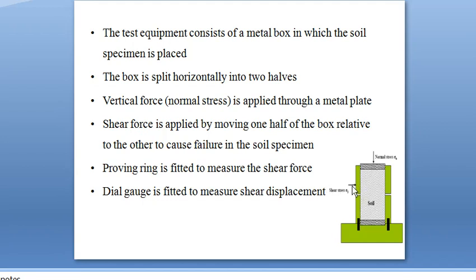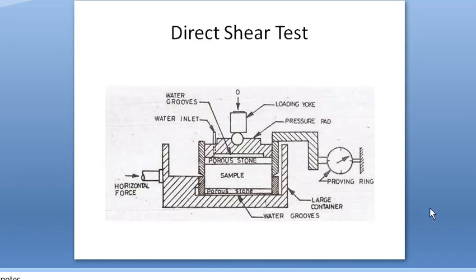It is applied by moving one half of the box relative to the other to cause failure of the soil specimen. Okay. And there are two arrangements, that is proving ring and dial gauge. Proving ring is fitted in order to measure the shear force, and dial gauge is fitted in order to measure the shear displacement. That is, we are applying normal stress through this direction and shear stress through this direction, and this is the experimental setup.